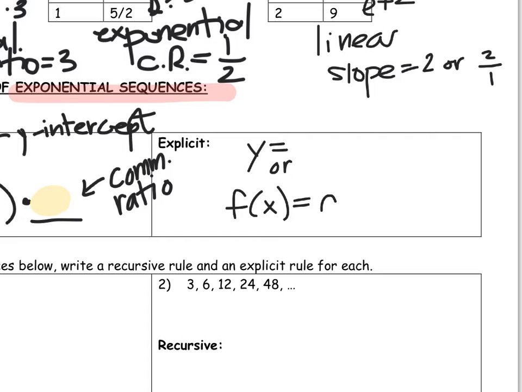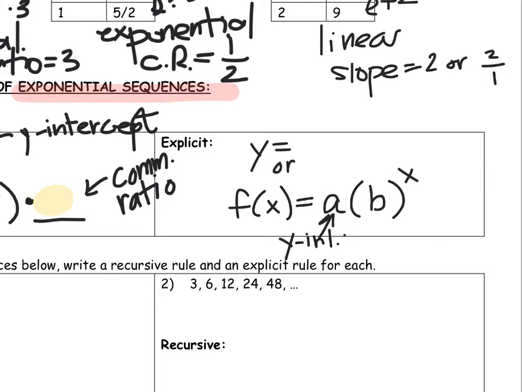And then you have a number that comes first. We'll write that as letter A, parentheses, and then a letter B, close parentheses, and an exponent. So the A, the starting value, that is our y-intercept. The B, the number in the parentheses, is the common ratio. The reason the common ratio is in parentheses is because it is what we multiply by. And remember, an exponent of x means that we multiply over and over and over again.